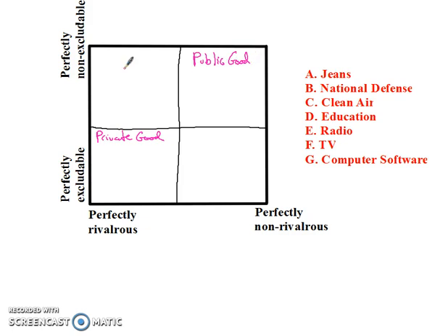Up here on the upper left, this could be pretty rivalrous and non-excludable. Those goods are going to be called common resources. And then finally down here is going to be the non-rivalrous but excludable. Those are natural monopolies. And as I said before, we're not going to worry about natural monopolies on this playlist.